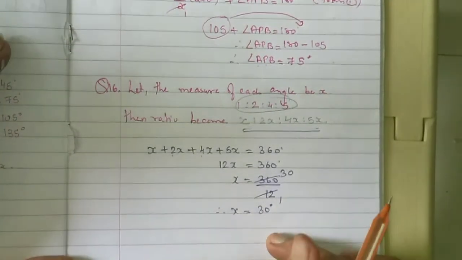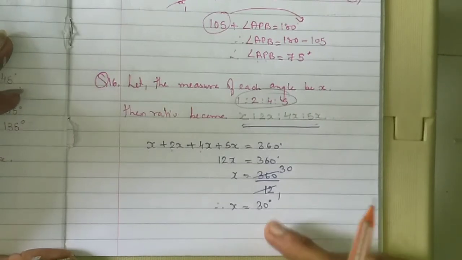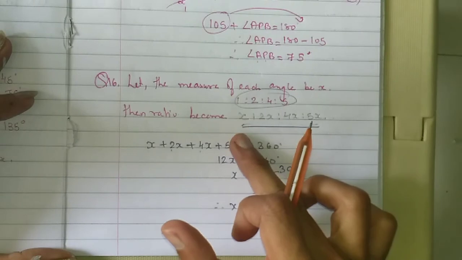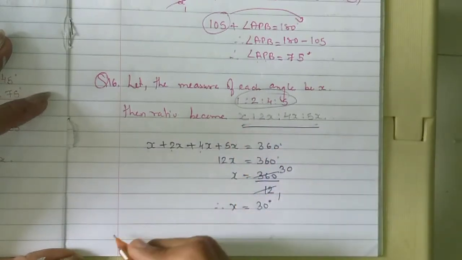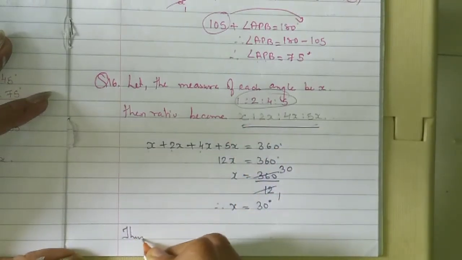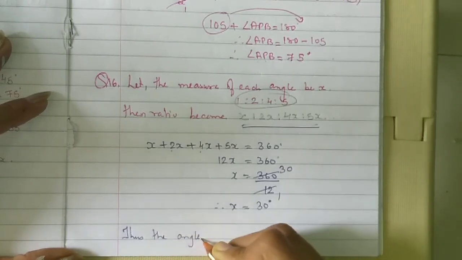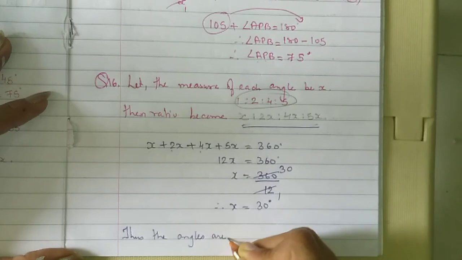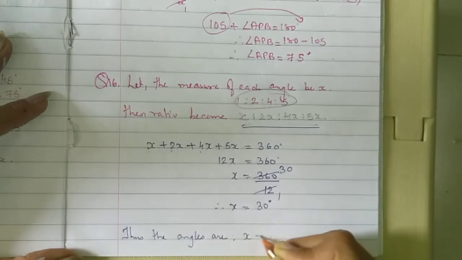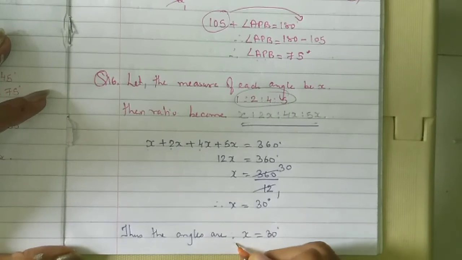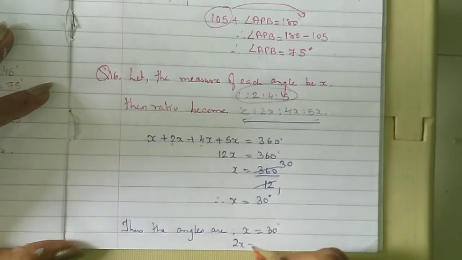And here we had only found the value of x. Now we have to find each value of the angles. So first we will find angle A. First is x only, so 30. Second is 2x equal to 2 into 30, which is equal to 60 degree.